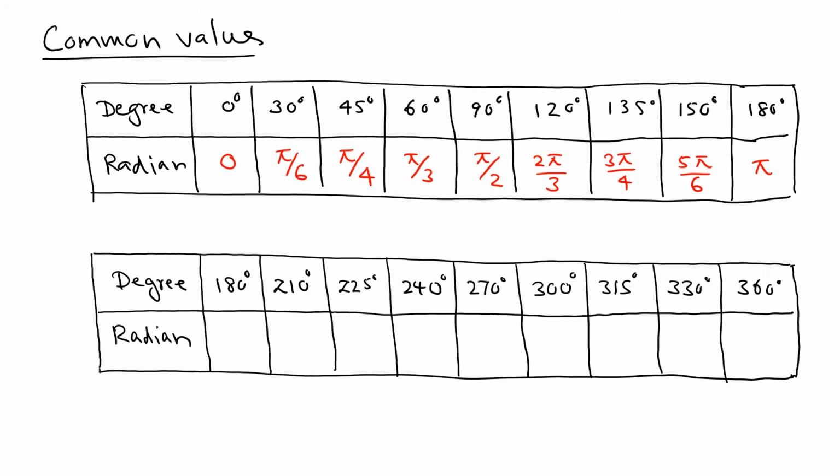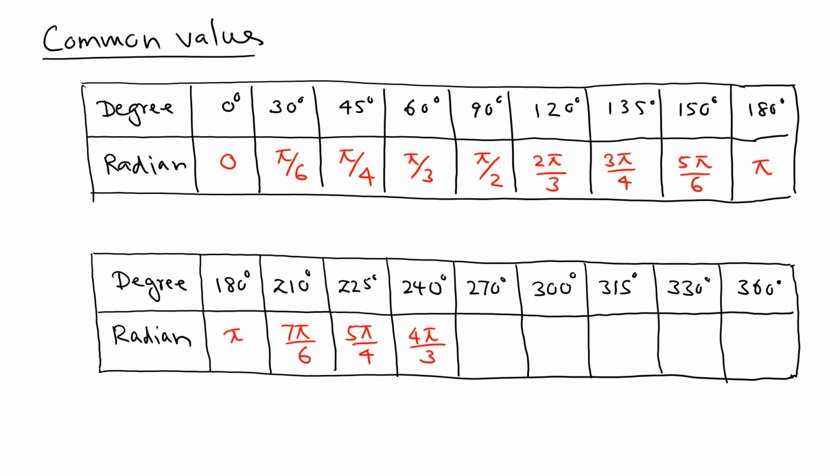And the other values are 180, 210, 225, 240, 270, 300, 315, 330, and 360. So let's write the values. So this is pi. And then you can see 210, this is like 7 times 30. So you can write this one as 7 pi over 6. And then this is 5 pi over 4. And then this is 4 pi over 3.